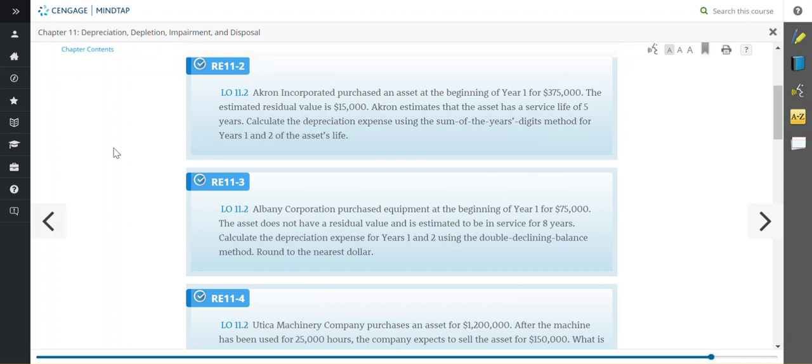In this example video, we're going to look at review exercise 11.3 and review exercise 11.10 that are both dealing with the double declining balance method of depreciation.